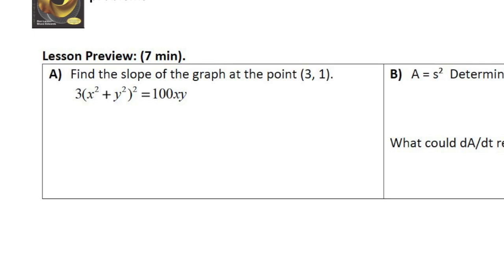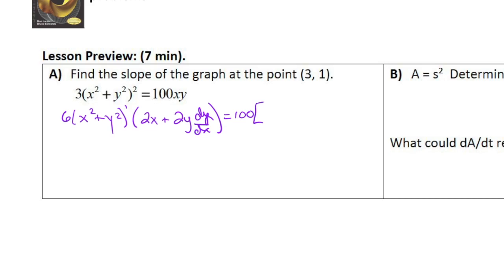So as I'm looking at question A, you should have 6. Keep the inside, your x squared plus y squared raised to the first power, but then we need the derivative of the inside, which would be 2x plus 2y dy dx, since we're looking for the derivative with respect to x, and that's going to be equal to 100.